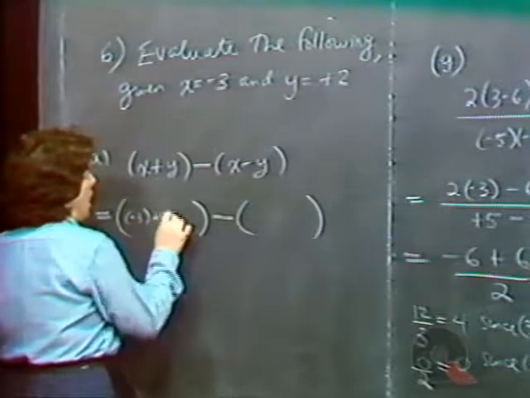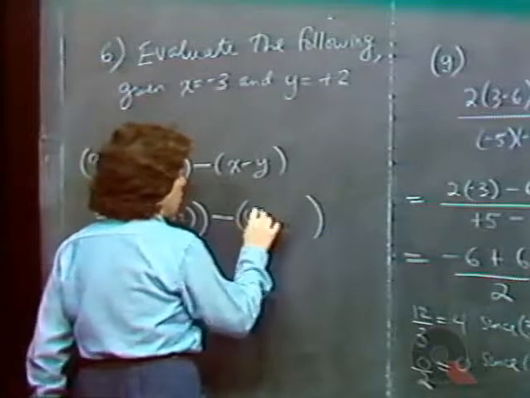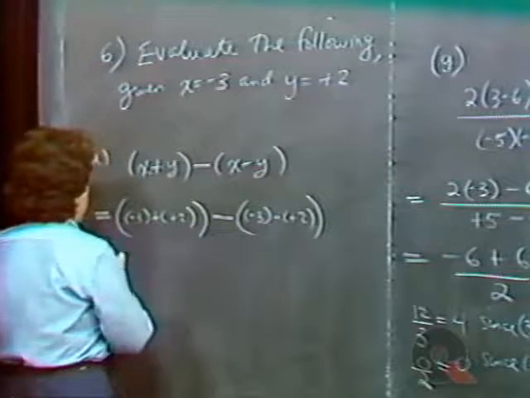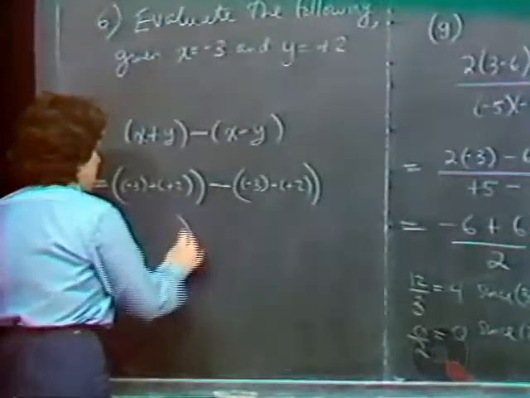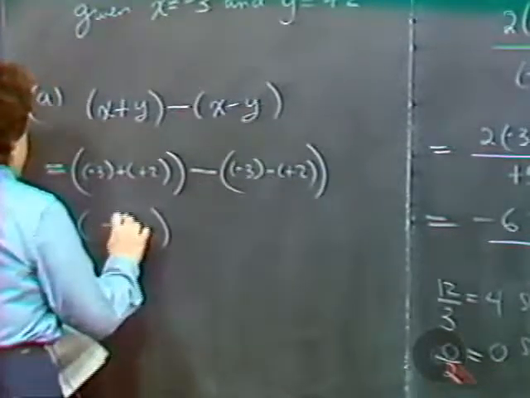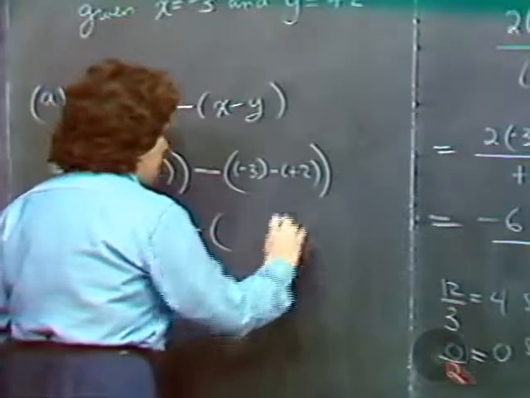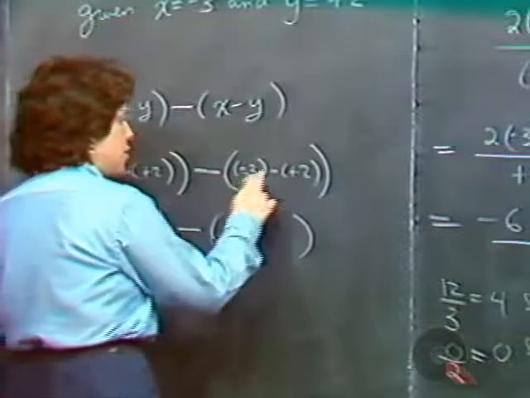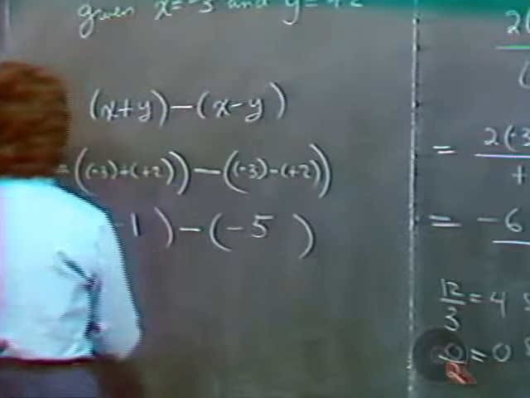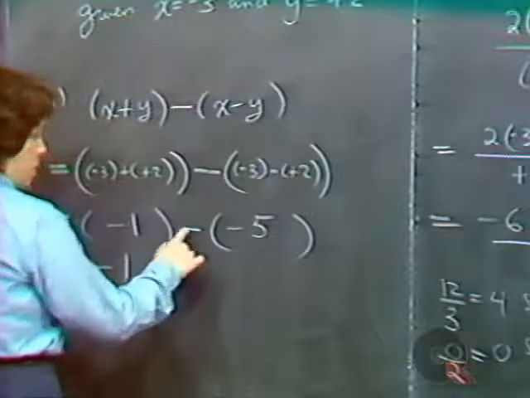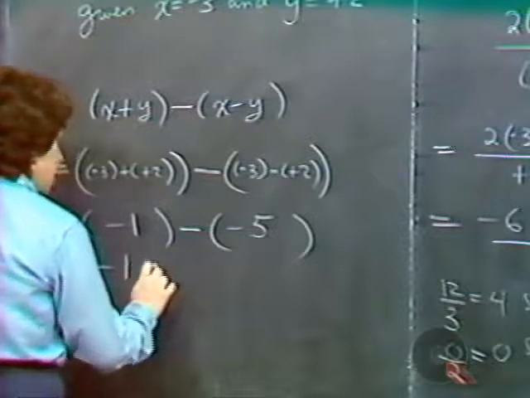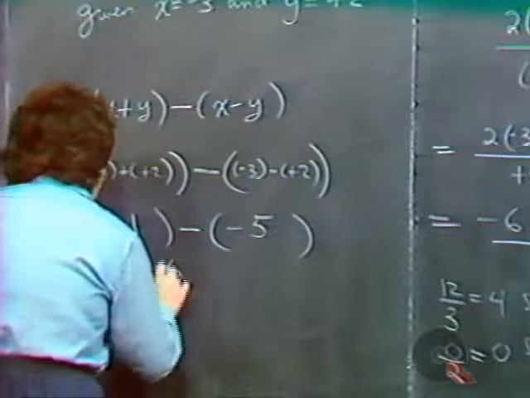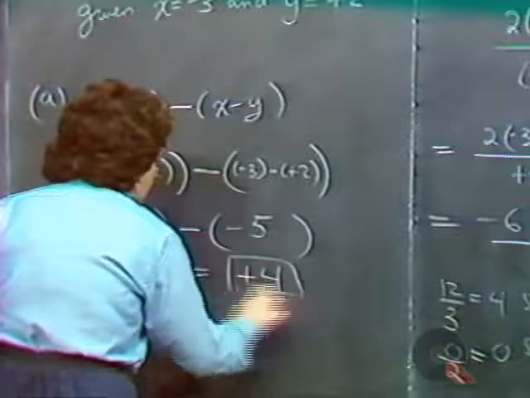Minus 3 and a plus 2. Here, a minus 3 minus a plus 2. Well, minus 3 and a plus 2 gives us minus 1. Minus 3 minus a plus 2 is the same as adding a minus 2, so minus 3 and minus 2, that's minus 5. Minus 1, instead of subtracting a minus 5, we add a plus 5. And we get an answer of plus 4.